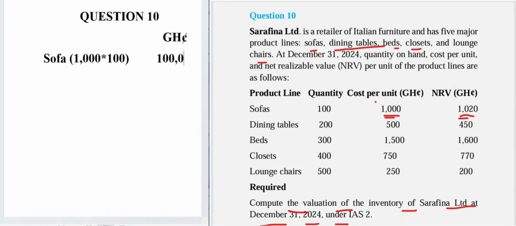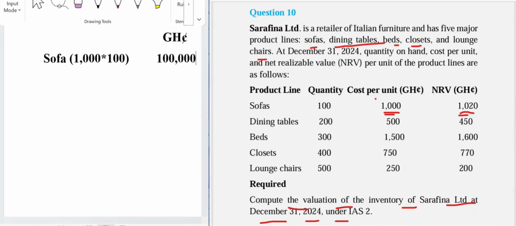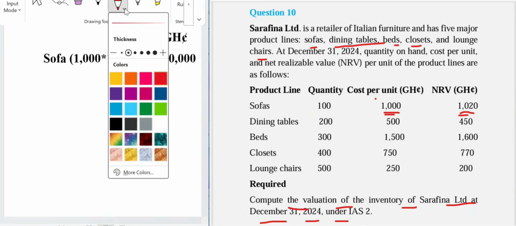Pick the cost, pick the NRV. Somebody will do it this way. Somebody will compare, somebody will pick. Somebody might decide to pick the cost per unit multiplied by the quantity.